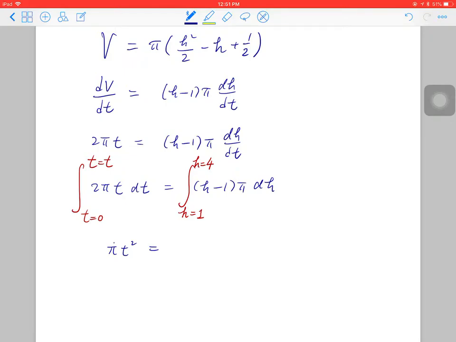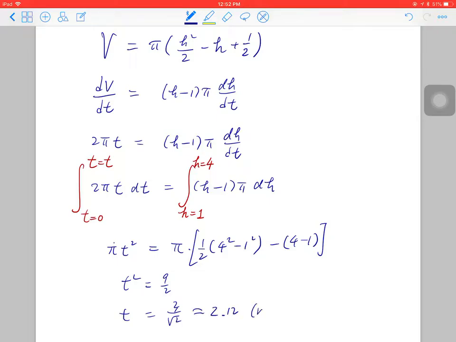And the right hand side is equal to pi times (h minus 1) squared over 2, and substitution of this limit, that is, h substituting the limits 4 and 1. Okay, so you see that t squared equals 9 over 2, you get the same result, in minutes.